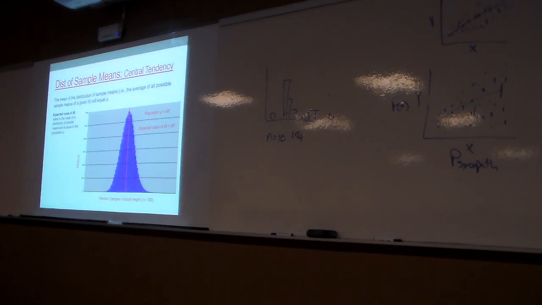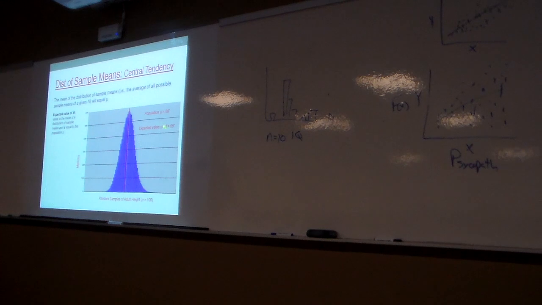But on the average, if we took the average of all approval levels of all possible samples of a certain size, what we would end up with is a distribution, and the mean of that distribution, the expected value of the mean, is going to be equal to the population mean. Okay, this is a foundational principle that all of our inferential statistics are based on.